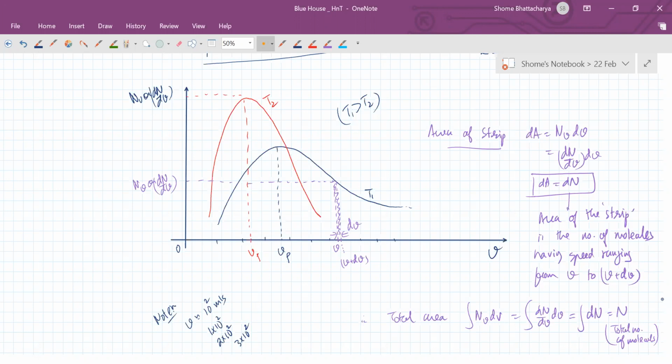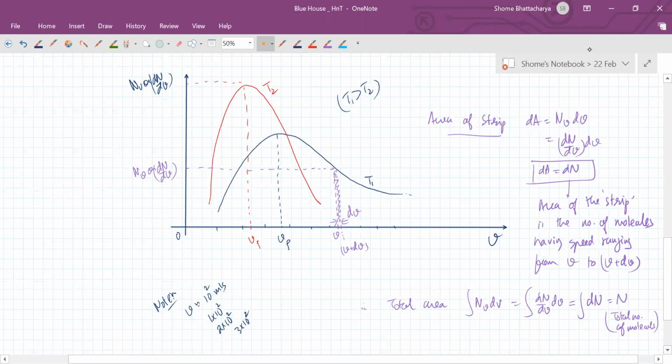Even though you will not be asked direct numerical problems on the formula of Maxwell distribution curve, the only numerical problems you'll be asked is, in addition to RMS velocity, you should know the formula of most probable speed and mean speed.